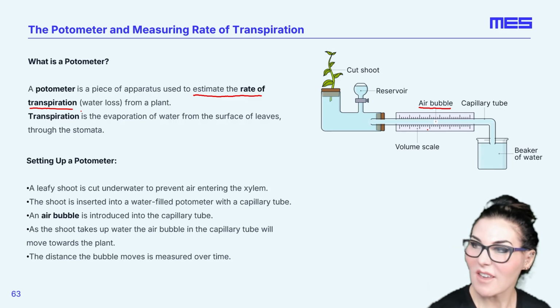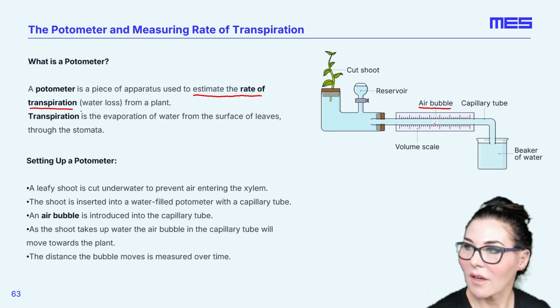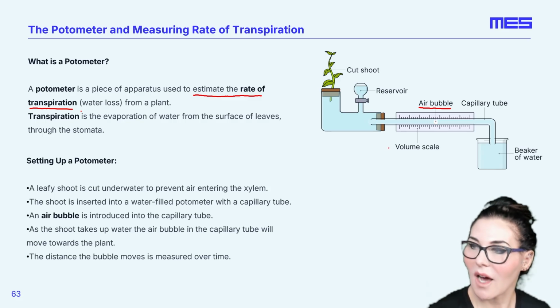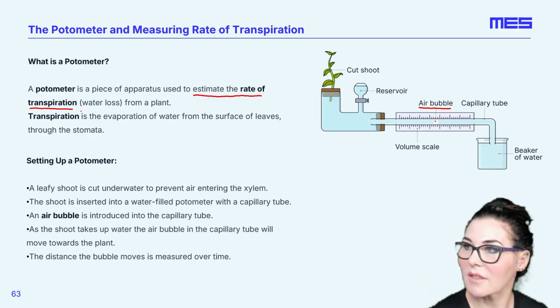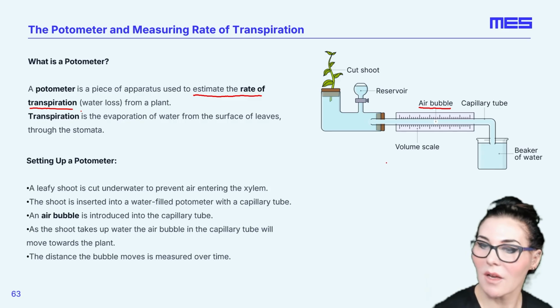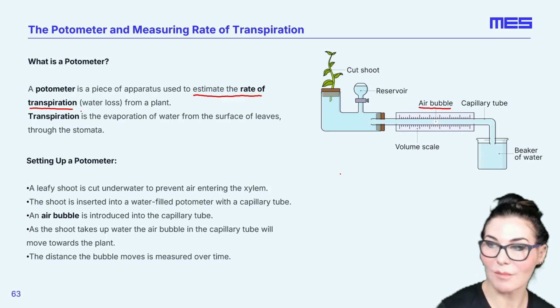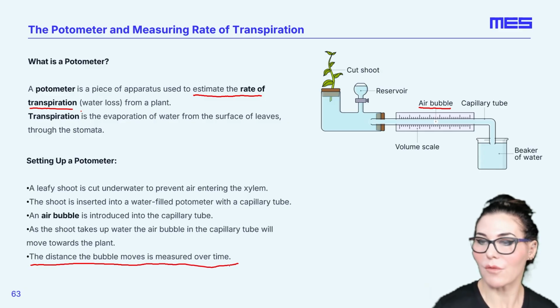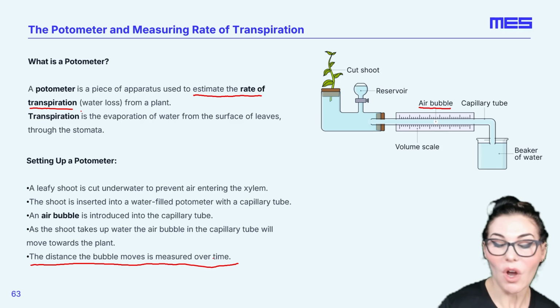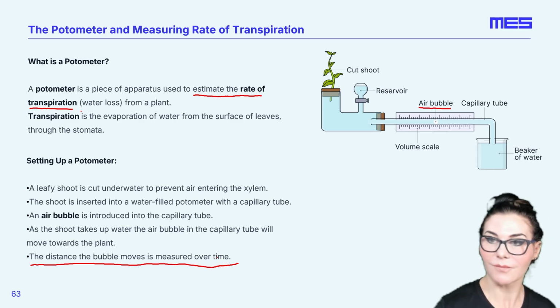And you generally then time the air bubble's movement and then measure how much the air bubble moves. So you'd literally say the air bubble moved that amount over this period of time, and that enables you to get an estimate of the rate of transpiration. The distance the bubble moves over a period of time is what you're trying to work out here in order to get some results for your investigation.